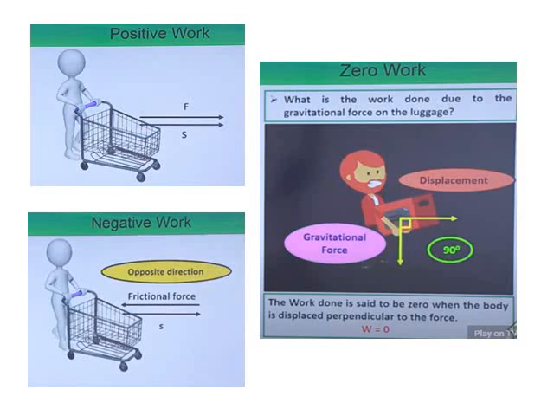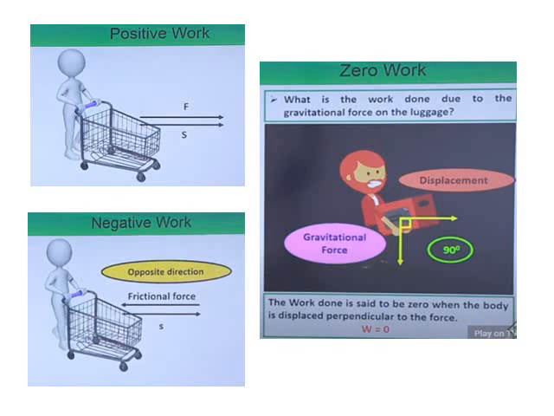Now, go to the third case where the work done is 0. Here you can see a man carrying a luggage and walking through a distance. He carries a load on his hand and he is moving forward. Actually, you will say in ordinary language, he is doing a lot of work. But here in science, we say no work is done by this man.